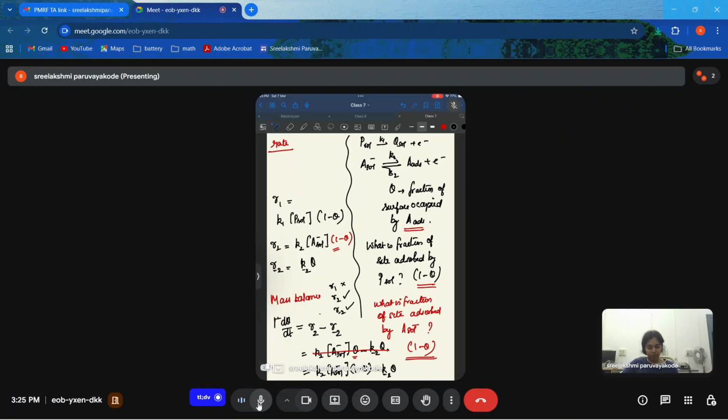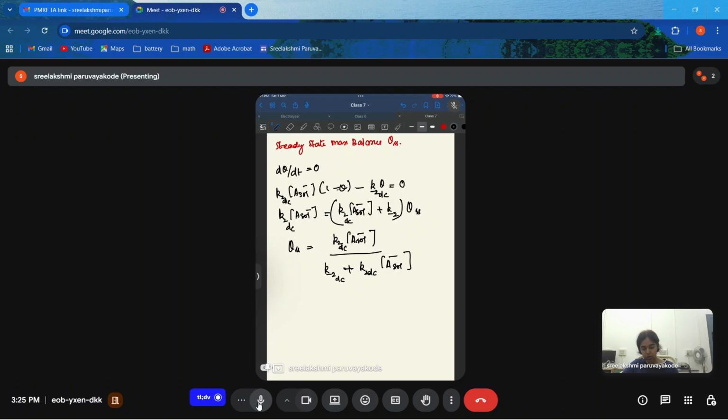So get this in mind, because I've made a mistake. The fraction of sides occupied by A absorbed is theta. The rest of the side is 1 minus theta, in which either P solution can get converted to Q solution, or A solution minus can again get converted to A absorbed. So that is what 1 minus theta sides are about. So R2 becomes K2 A solution minus (1 minus theta), and R minus 2 is K minus 2 theta. So yes, we have found out the steady state step.